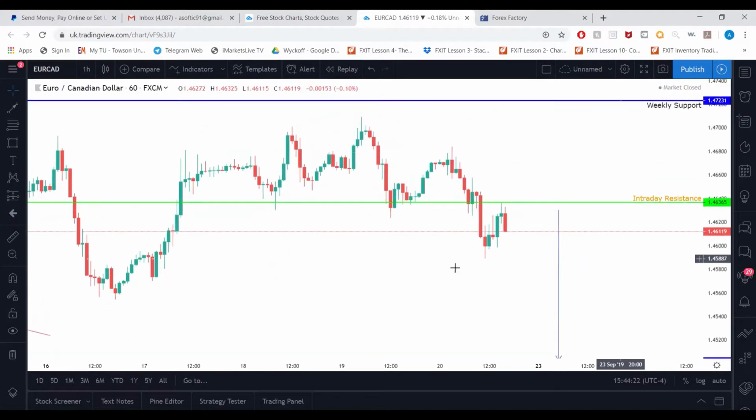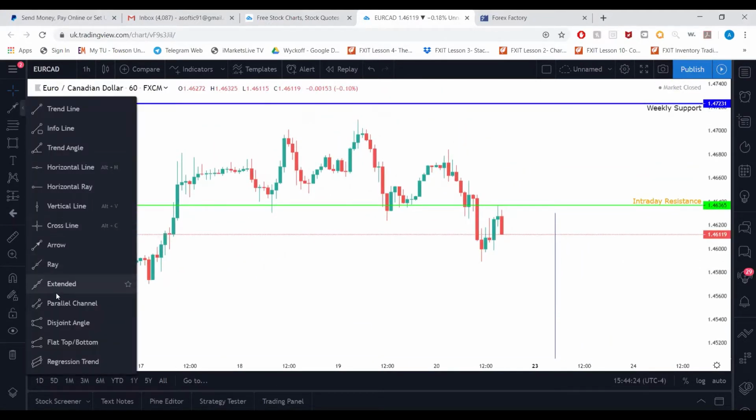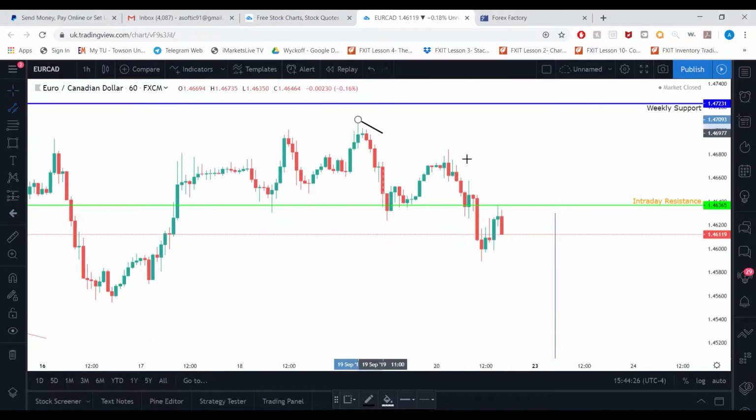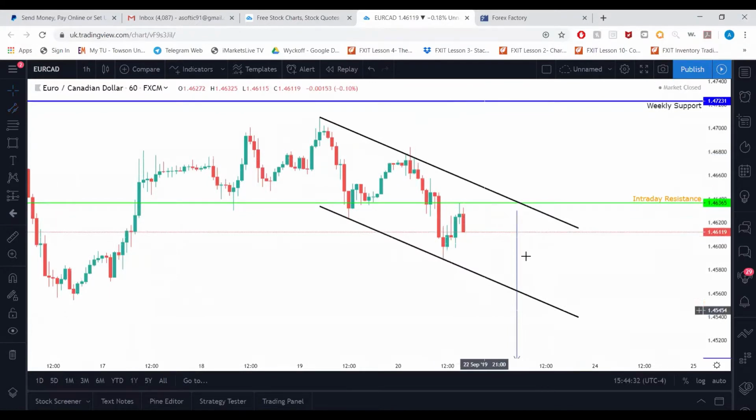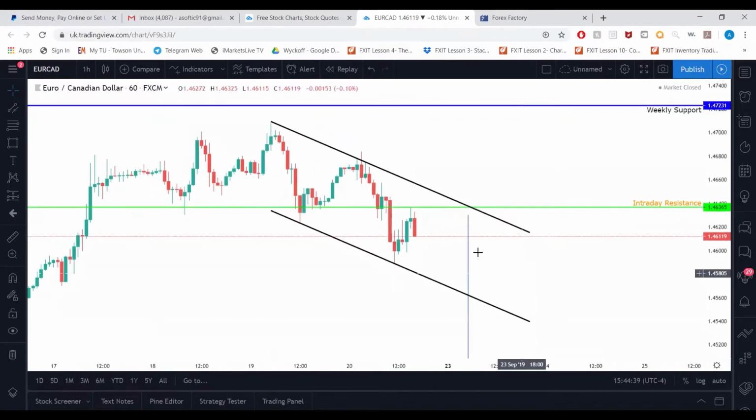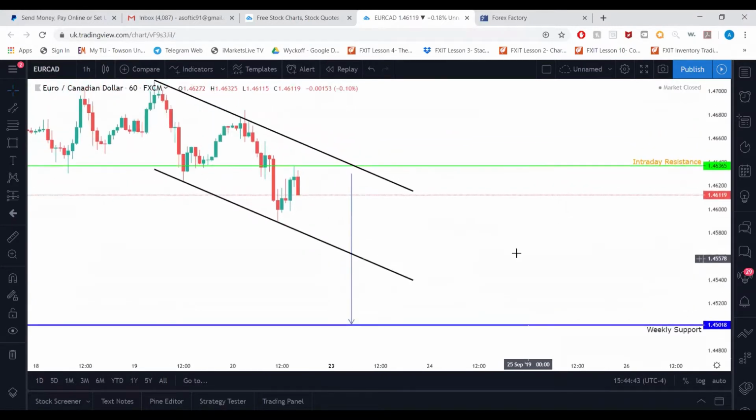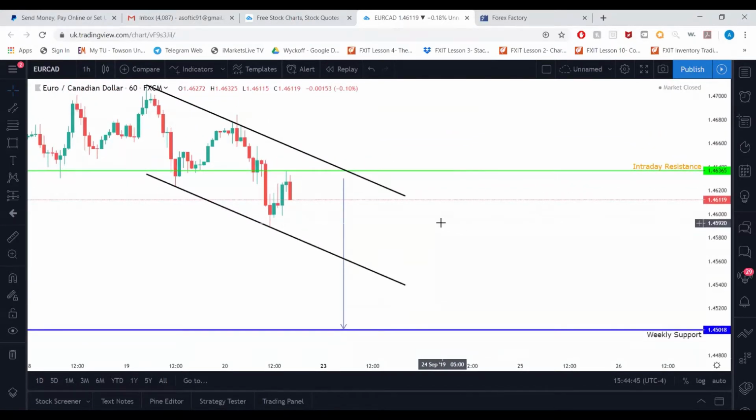Pretty simple. Also looks like a channel formation here. Right there. So yeah, rejected here, there again. So it can keep riding this up and down, essentially until this support reaches.